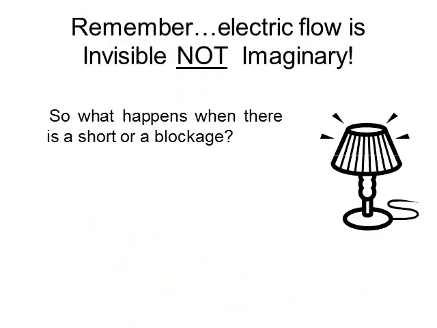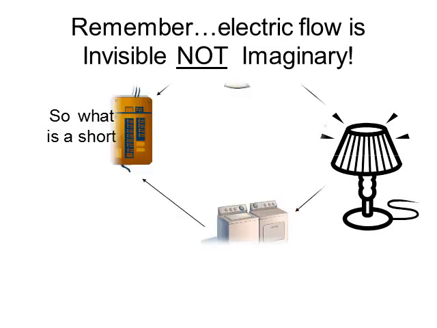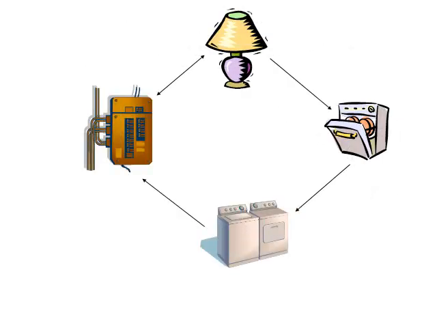Remember, electric flow is invisible, not imaginary. So what happens when there's a short or a blockage in a lamp? If we remove part of the wiring in the lamp, obviously it won't work anymore. If I've got a short, that means the wire may be broken, and when it touches and comes in contact, it works. And when you move the wire so that the wires don't touch, then it stops functioning. This is the way the body works.